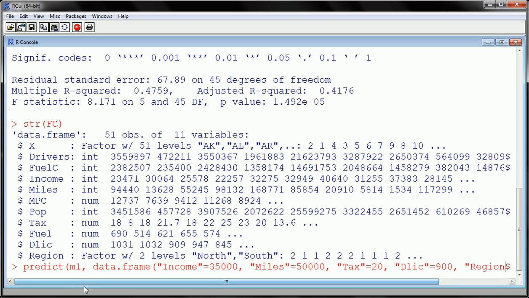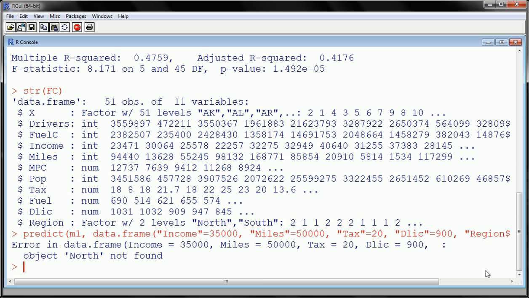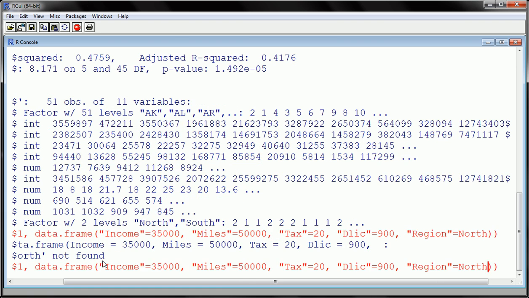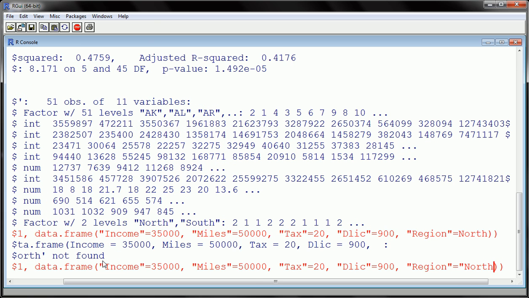Let's scroll back. Open, open, close, close. Okay, let's hit enter. Object north not found. Yeah, we got an error for that. So we have to put quotes around this. Hopefully that works. Hit enter.